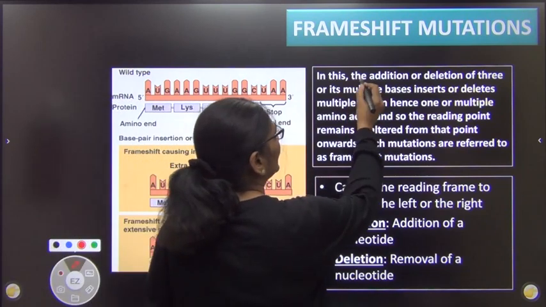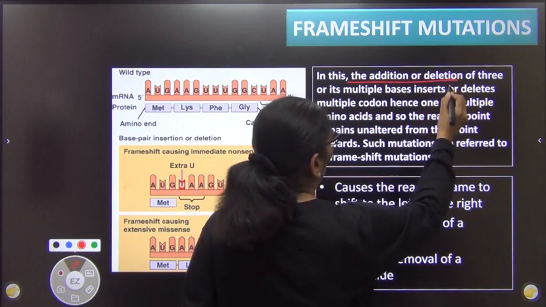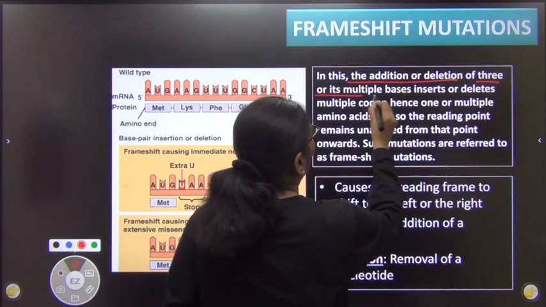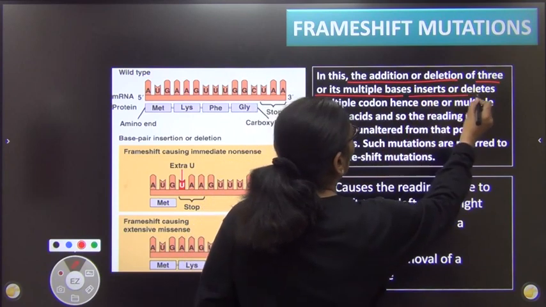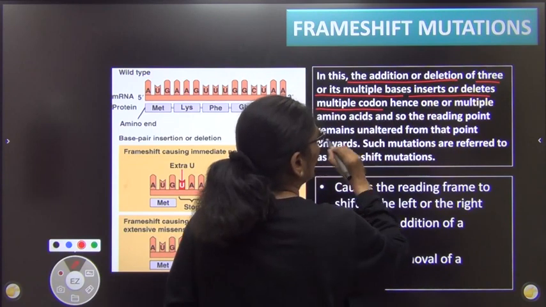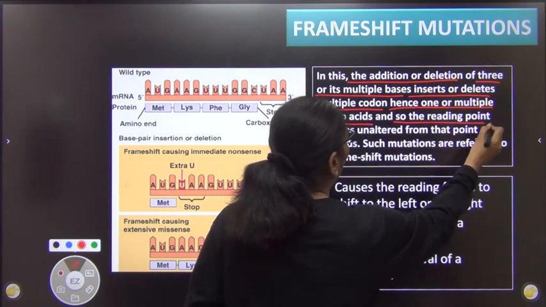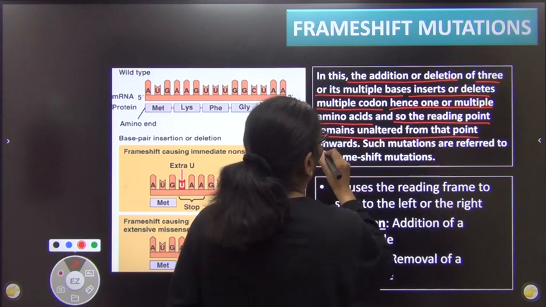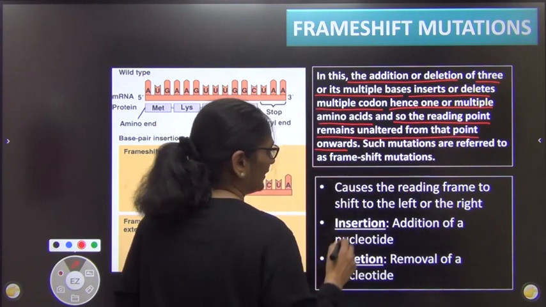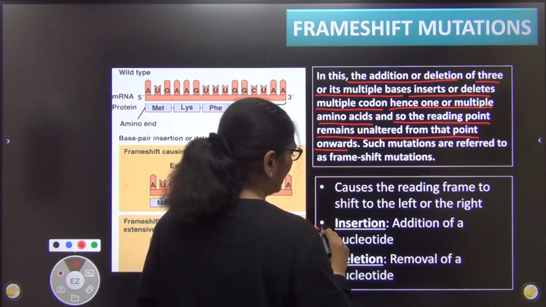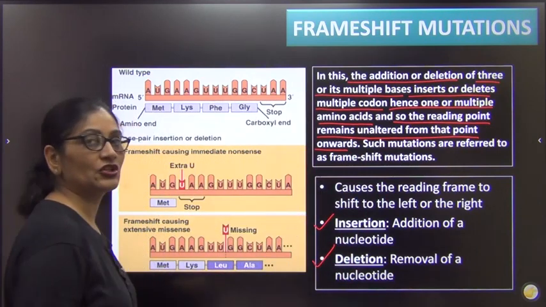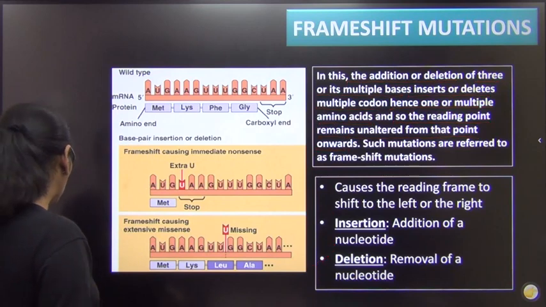Here it is written, in this addition or deletion of 3 or its multiple bases, it inserts or deletes multiple codons, hence one or multiple amino acids, and so the reading frame remains unaltered from that point onward. Basically there are two things, either there is insertion or there is deletion. I am sure you understood nothing. So I will first explain with the help of an example, and then we will come back to this slide again, and I am sure then you will understand.